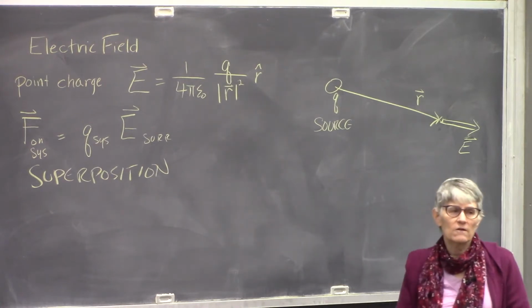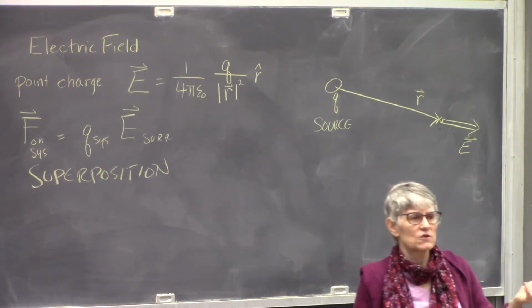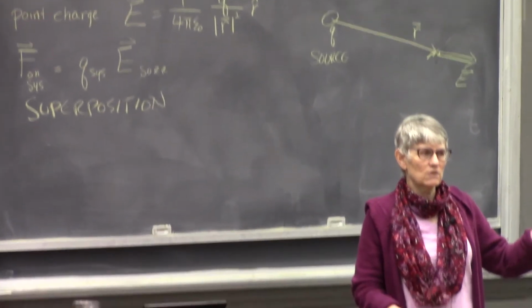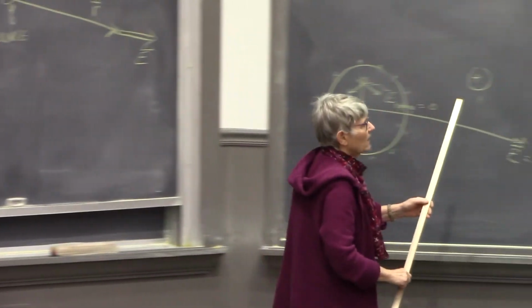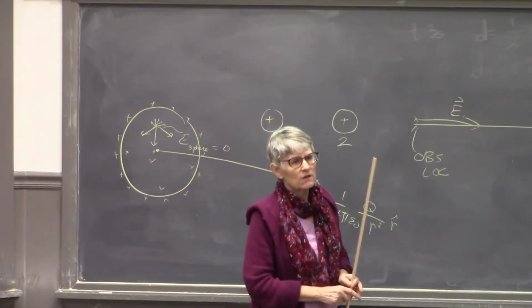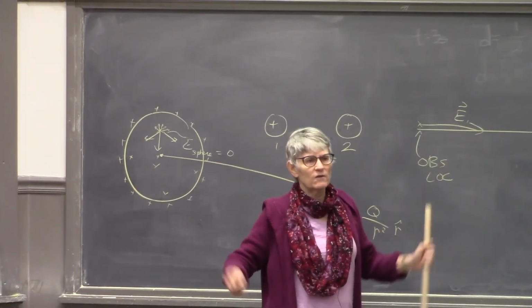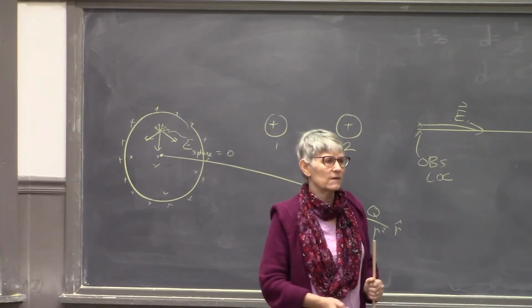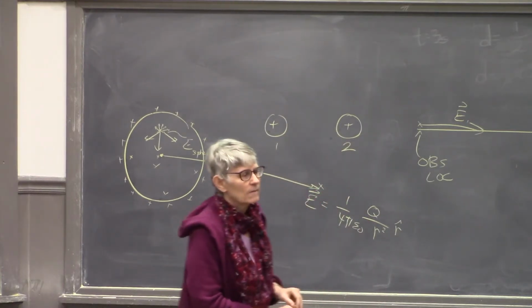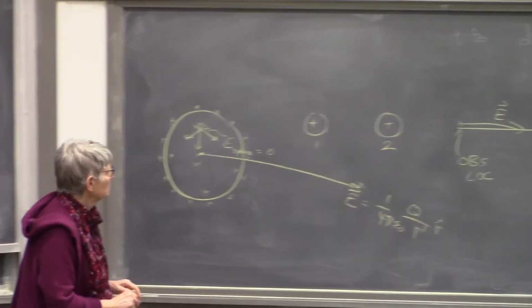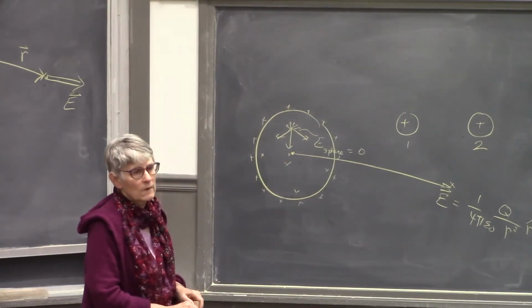We're keeping track of R, which is the vector from the source charge to the observation location, and we're also keeping track of the effect of that charge. That's the electric field, and that's pointing in whatever direction it's pointing in. Question? Other questions?